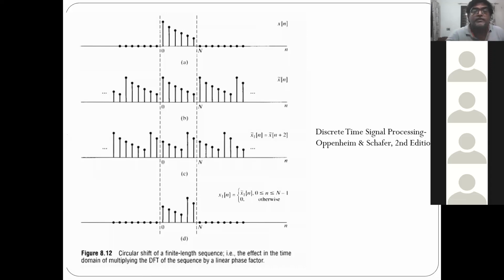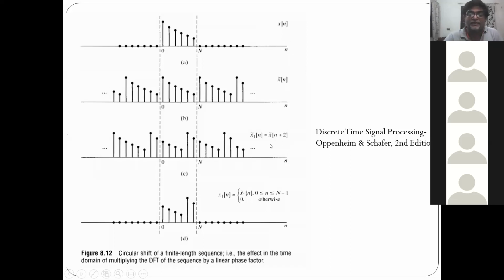Now, we will form a periodic sequence x tilde of n with x of n. This is the periodic sequence x tilde of n with x of n as one period. See, this is one period. I will repeat that here, and I will continue. So this is my periodic sequence. I will call this x tilde of n.